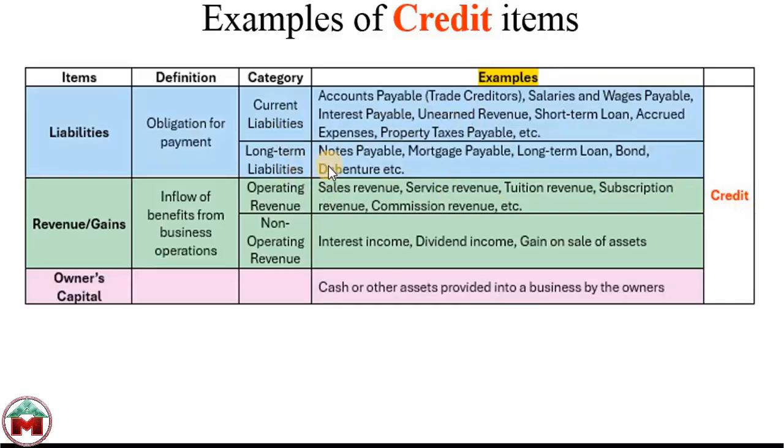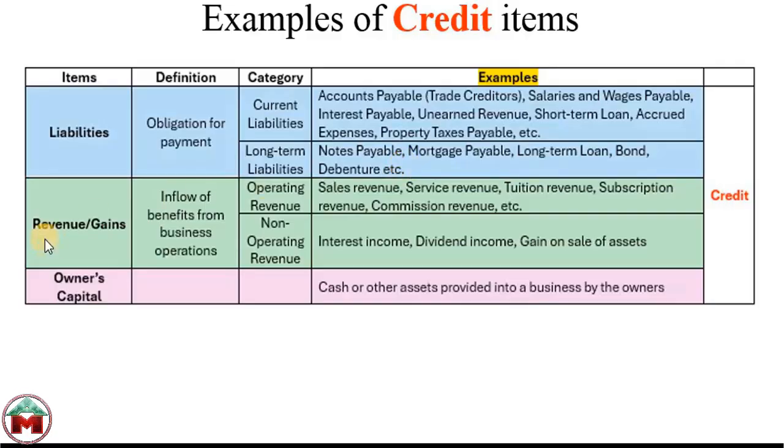As you can see, these are the examples of long-term liabilities: notes payable, mortgage payable, long-term bank loan, bond, debenture. So these are the examples of long-term liabilities. I mean, these liabilities can be paid after 1 year. I mean, they can be paid within 2, 3, 5 or more years.